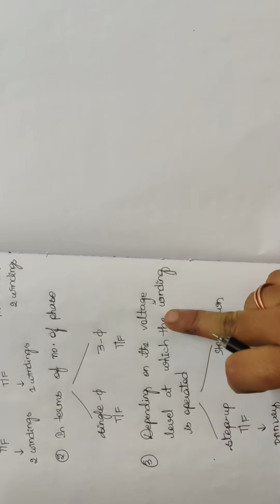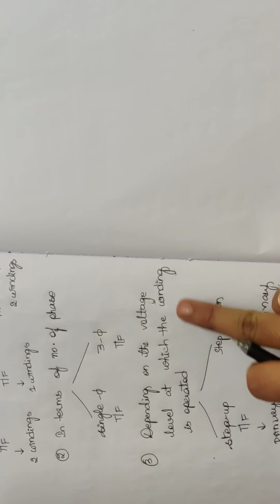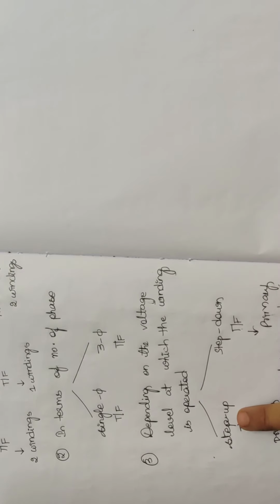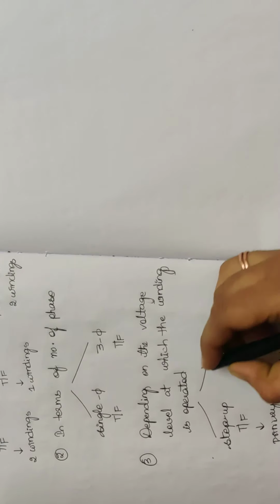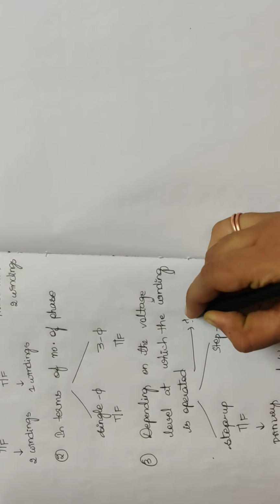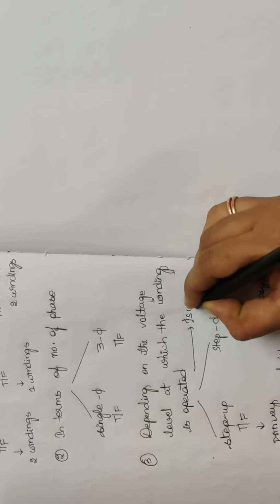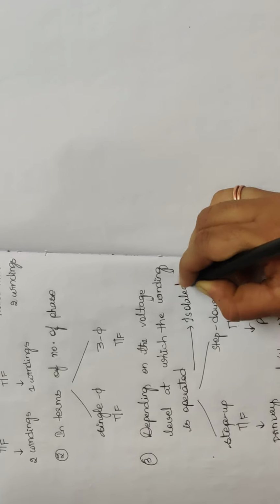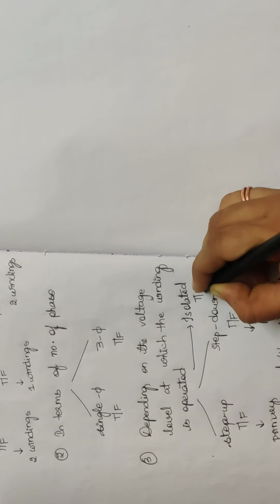Okay. Here I forgot to say one another point. Depending upon the voltage level at which the winding is operated, there is a step up transformer, a step down transformer, and the third is another transformer called an isolated transformer. Isolated transformer, just make a note of it.